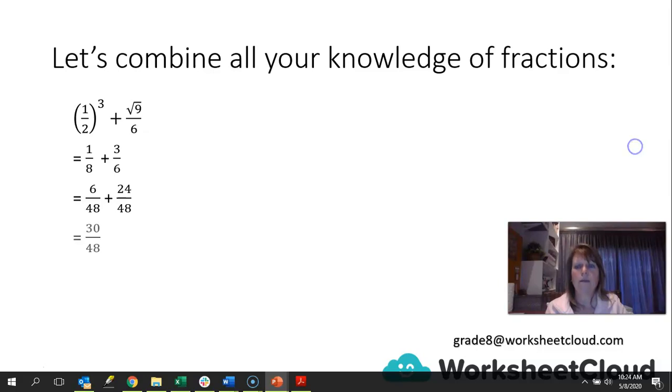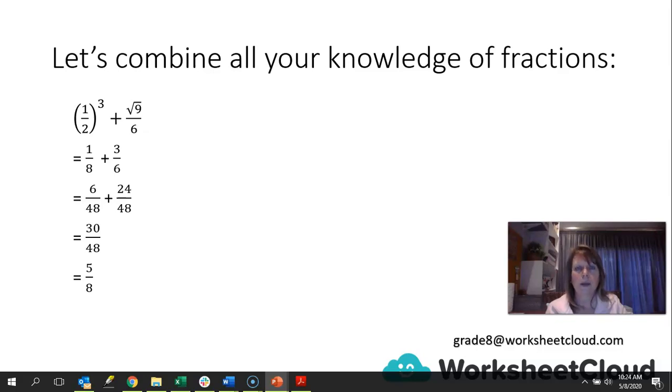We're then going to add them together as we've learned. 6 plus 24 is going to give me 30. 30 over 48 can be simplified. It will give you 5 over 8. 6 goes into both 30 and 48. 6 into 30 goes 5 times. 6 into 48 goes 8 times.